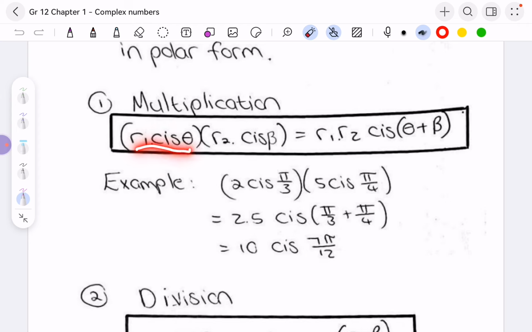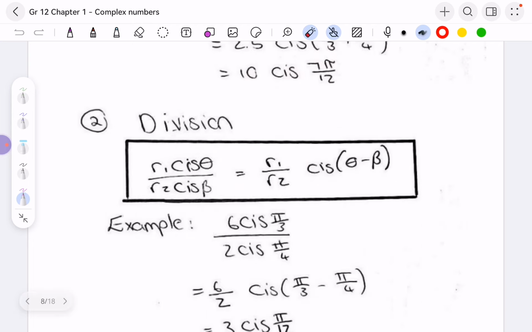Our first one is multiplication. If I have r cis theta, r cis beta, the multiplication law says I'm multiplying the two r values and I'm adding the angles. For example, if I have 2 cis pi over 3 times 5 cis pi over 4, the 2 and the 5 is going to be multiplied to 10, and the angles pi over 3, pi over 4, I'm adding, and I'm going to get 7 pi over 12.